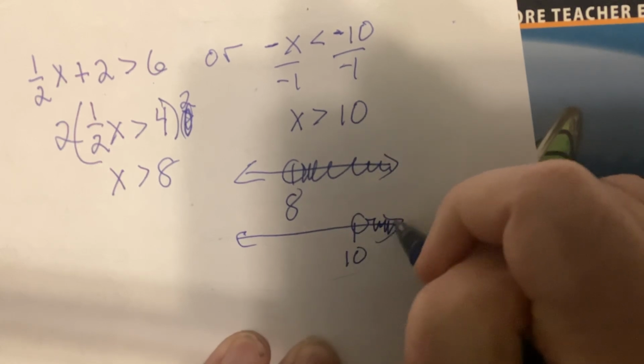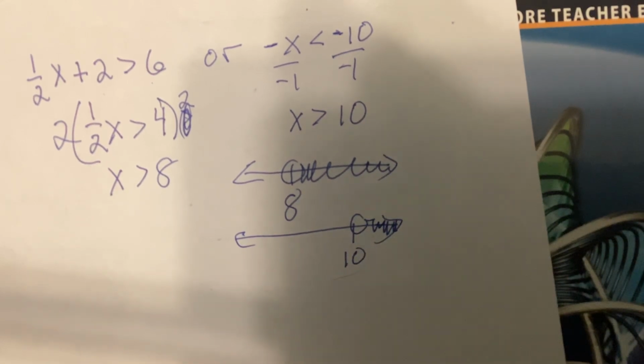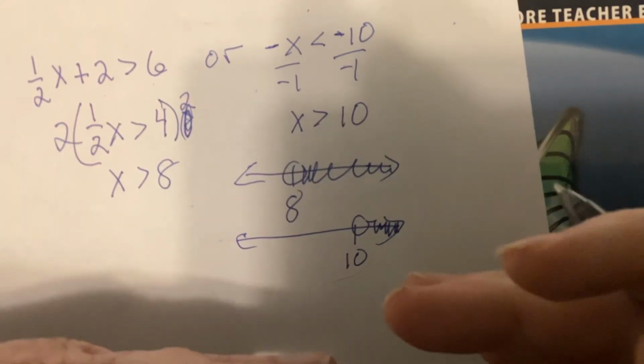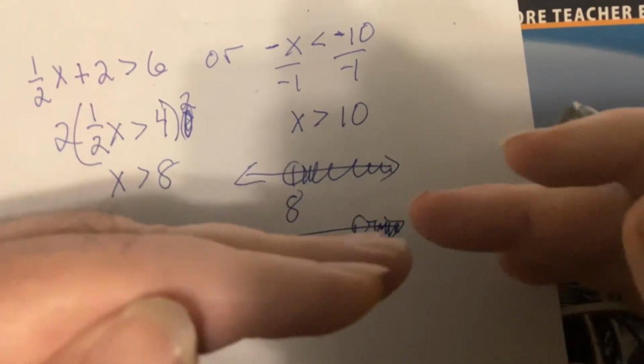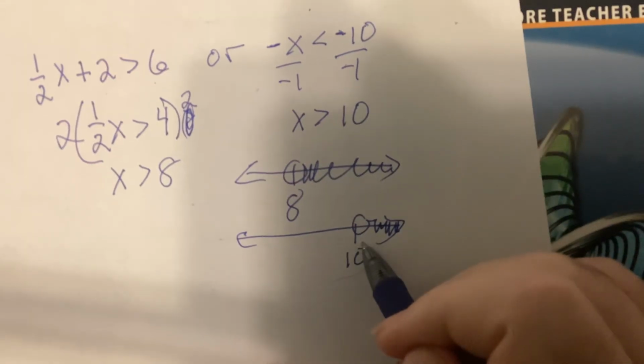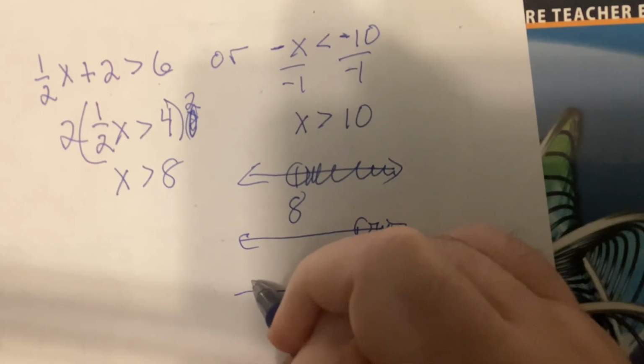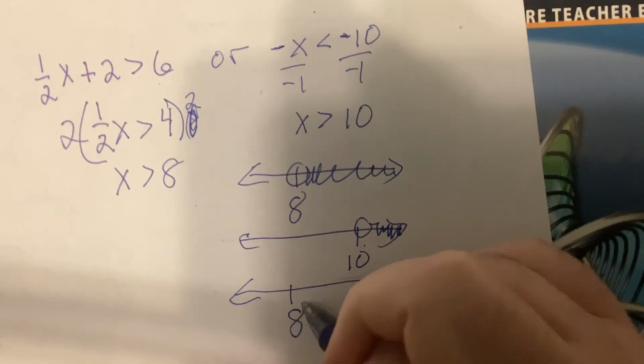Some people can see the answer just looking at it. But oh my goodness, wherever there's shading, so when I bring this one down, it overpowers this one. Anything bigger than 10 is already bigger than 8. So my final answer is greater than 8.